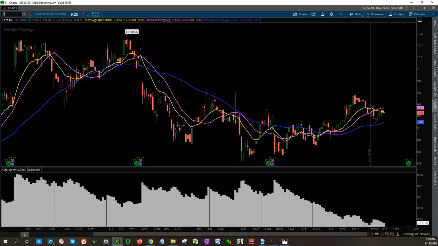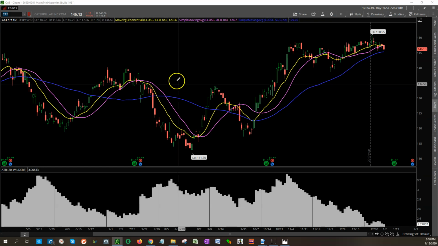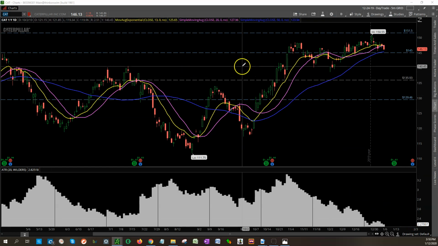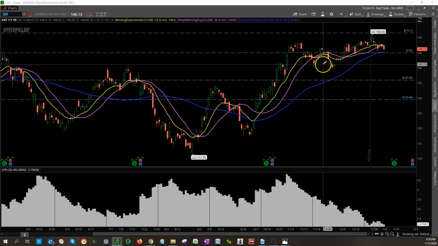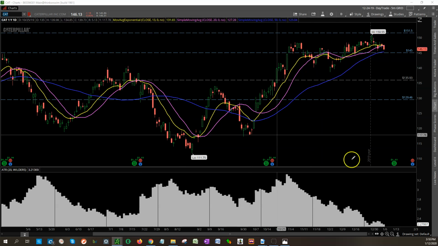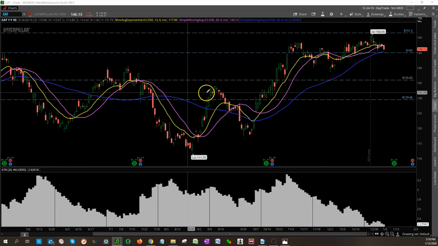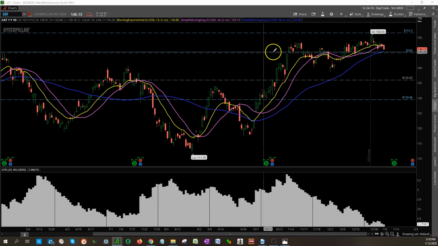So let's just look at a couple more examples. Here's Caterpillar. Let's look at CAT, okay? So CAT's got a $2.27 daily ATR. Not bad, not bad at all, okay? So it does move around a little bit. $2 on a $146.13 stock. It moves. It does stuff. So this is something that I could look to day trade.